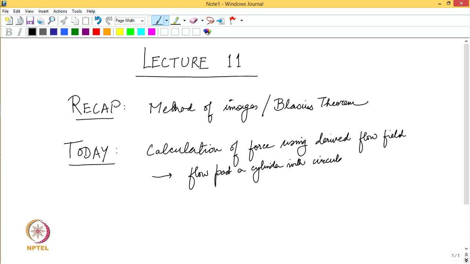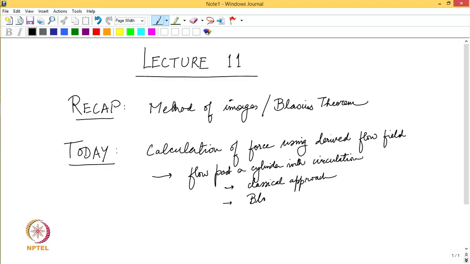Which would mean that gamma will not be 0 in this case, and we will do it in two ways. One would be the more classical approach, which is by calculating or integrating the pressure distribution over the surface of the cylinder. The second approach will be using the Blasius theorem, and thus by the end of this lecture, hopefully you will understand how the Blasius theorem comes in very handy, and you will understand the utility of the Blasius theorem, how powerful it is in deriving these solutions or calculating these forces.